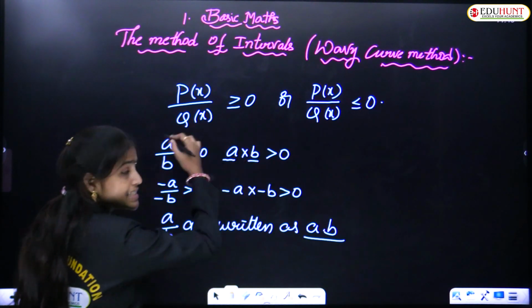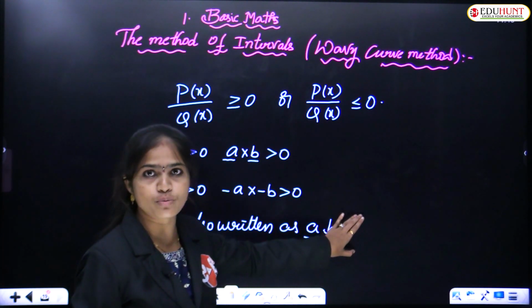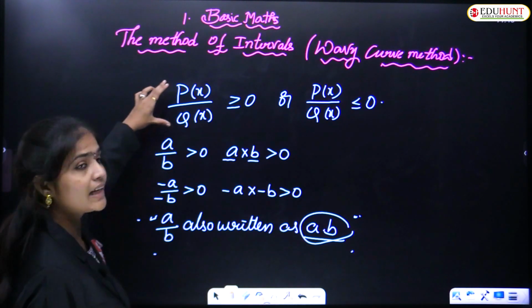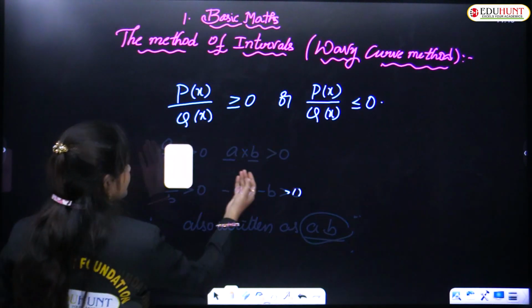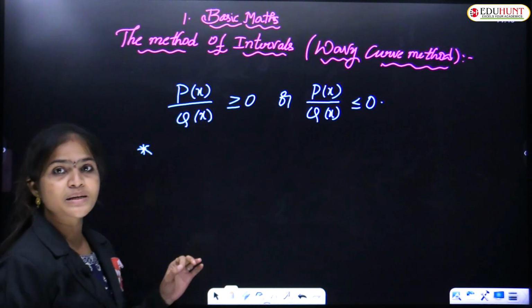A into B in these conditions. Why? Because here also positive values and here also positive values, no? So that's why. So instead of A, B, here I have taken P of X and Q of X. So see here, to find the intervals of the given inequations, we have some steps.